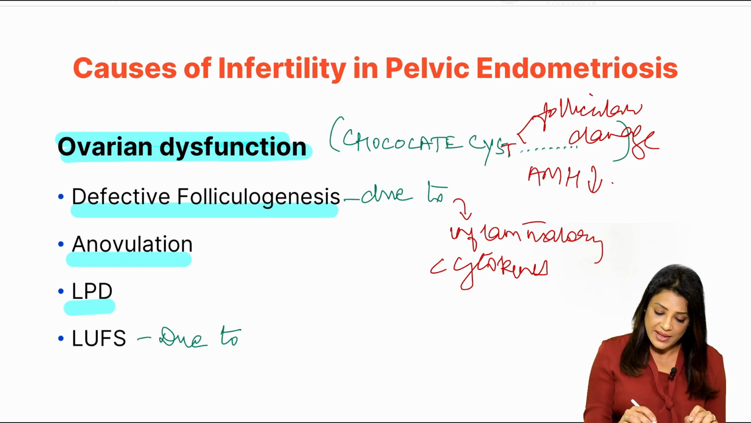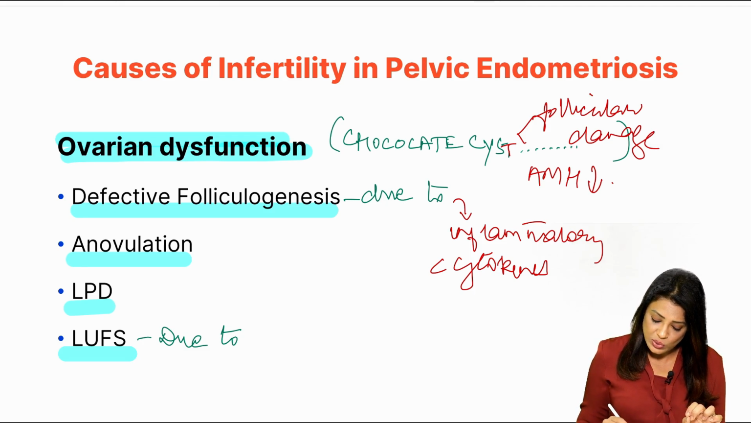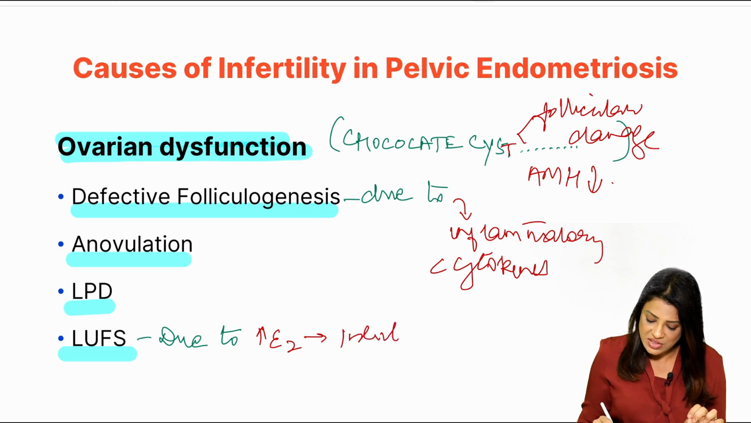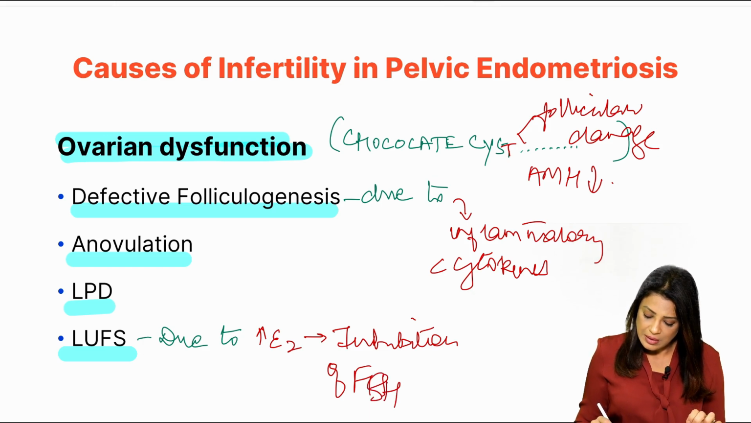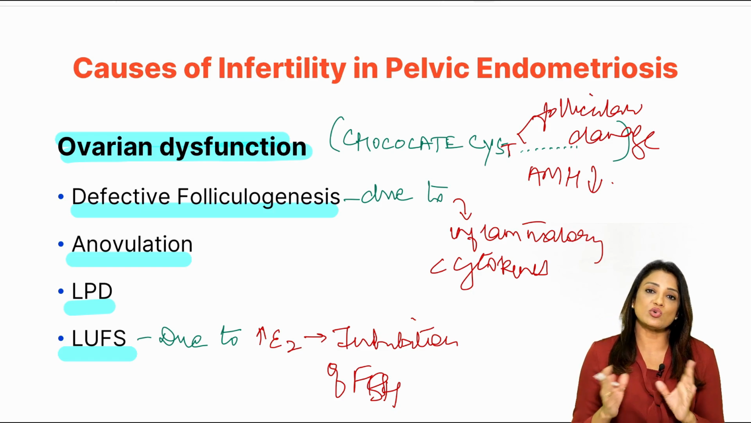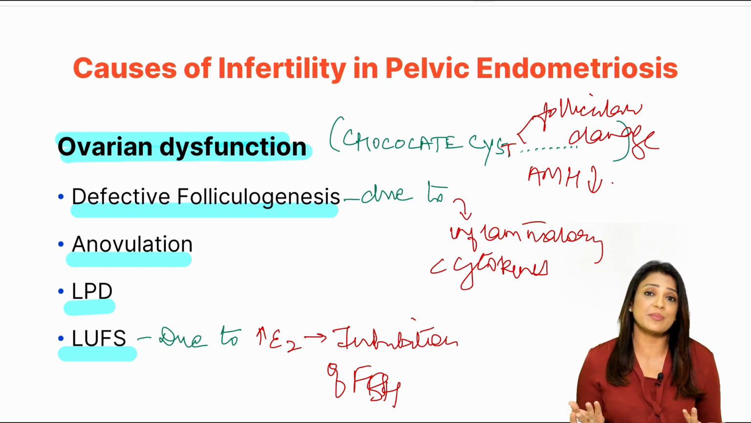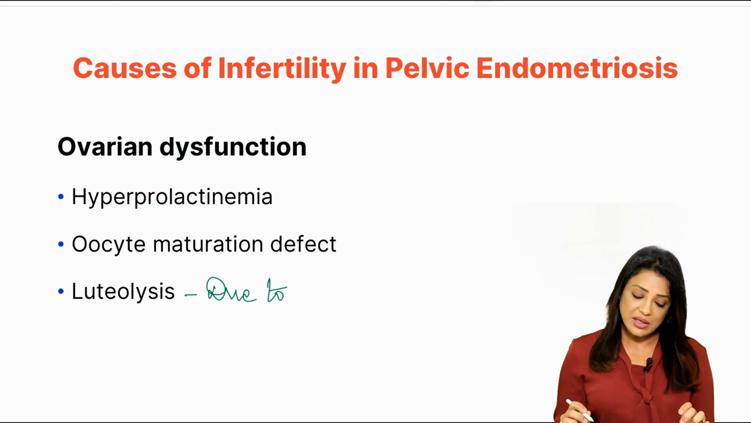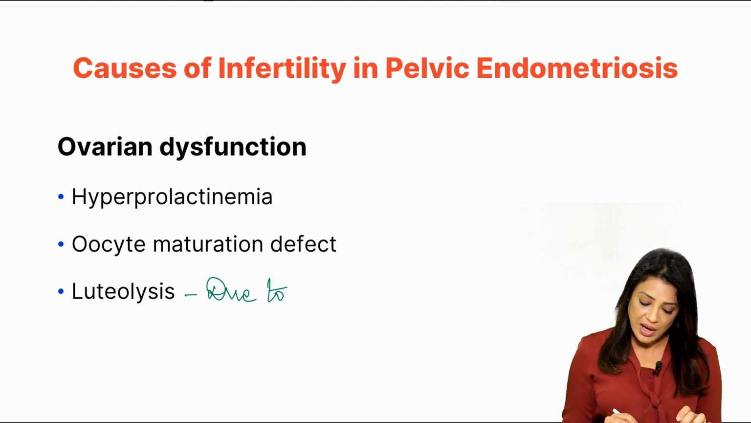Similarly, LUFS. LUFS is luteinized unruptured follicle. Luteinized unruptured follicle means what? It is due to increased estrogen, which is inhibiting the FSH. So FSH is getting inhibited, because of which there is luteinized unruptured follicle syndrome. It means the follicle is not ruptured, it just gets luteinized, because FSH is decreasing because of the high estrogen.